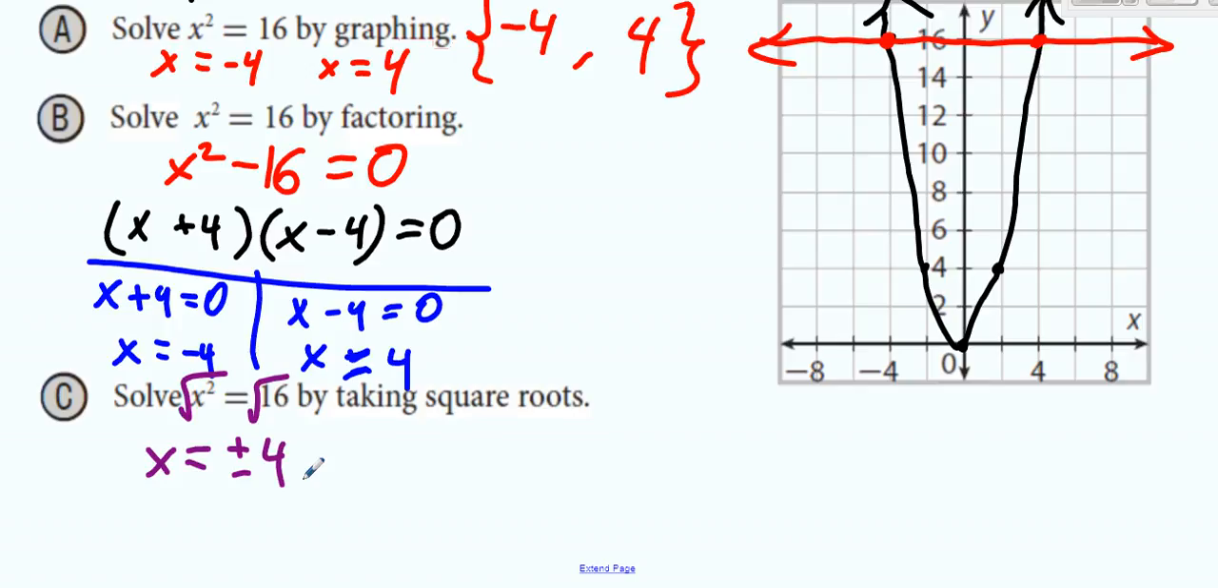But all three ways work the same way. Solving by taking square roots is pretty easy if it's just an x squared. There's no linear x term. But the most important thing you remember is that when you take square roots, it's always plus or minus.